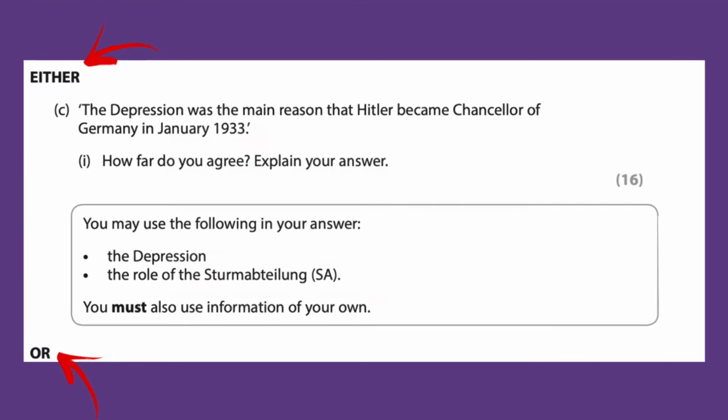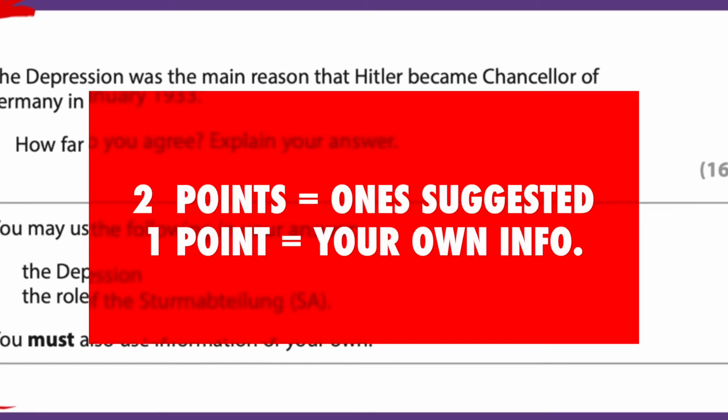So what you should do is basically take these two suggestions that they've given you and add one of your own suggestions, which comes under your own information. As they've said, you must use your own information. So you add a topic or a point, a third point, in addition to these 2 points which they've given, which makes up for your part of the information.